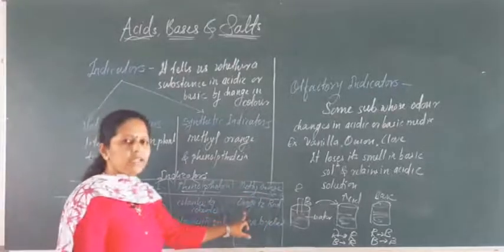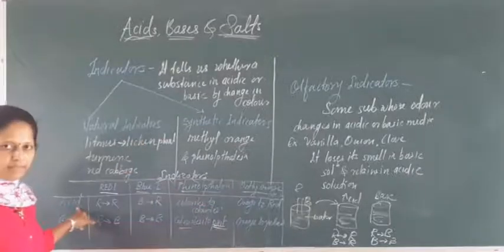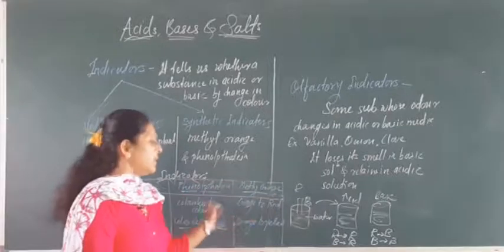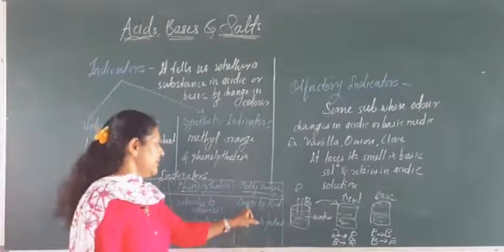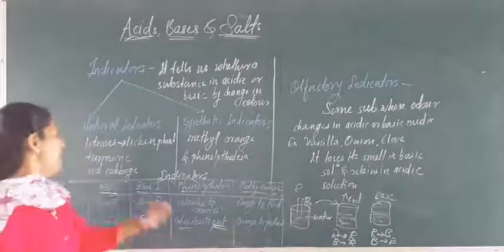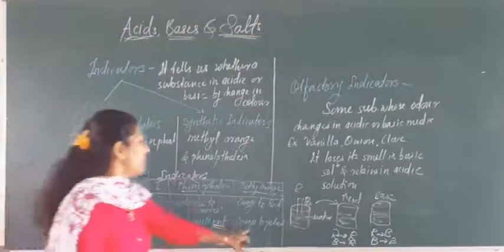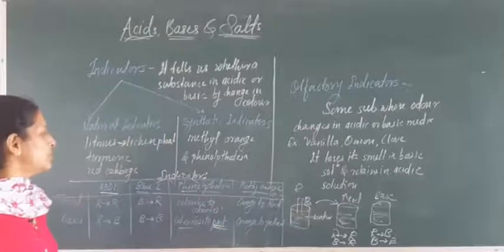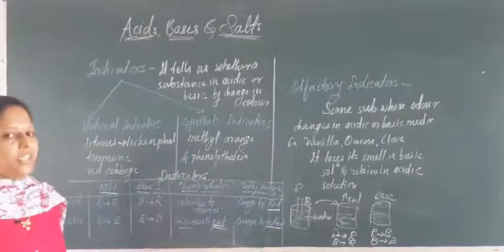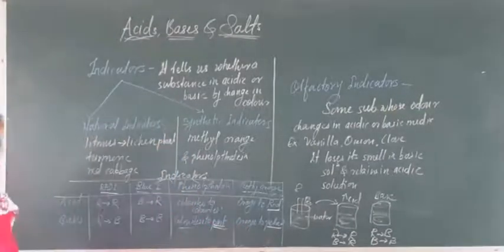Next, take another indicator, the methyl orange indicator. In the methyl orange indicator, the orange color changes into red in the acid. If we add methyl orange into the acid, its color changes to red. And if you take a base with the same methyl orange indicator, orange changes into yellow. Orange changes into red in acid, and orange changes into yellow in base.